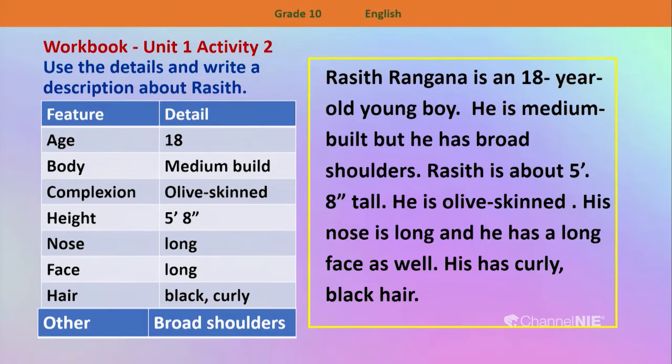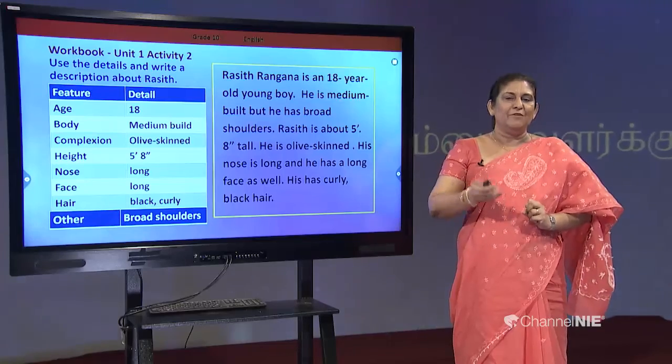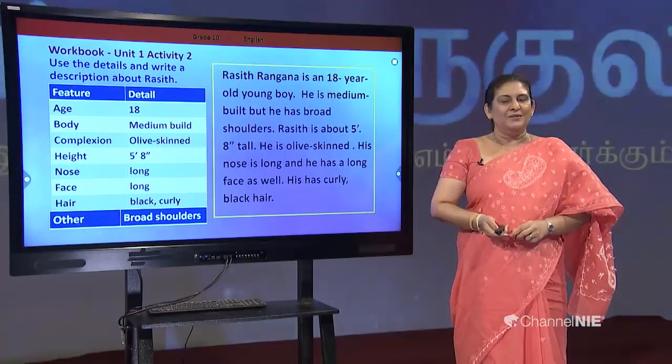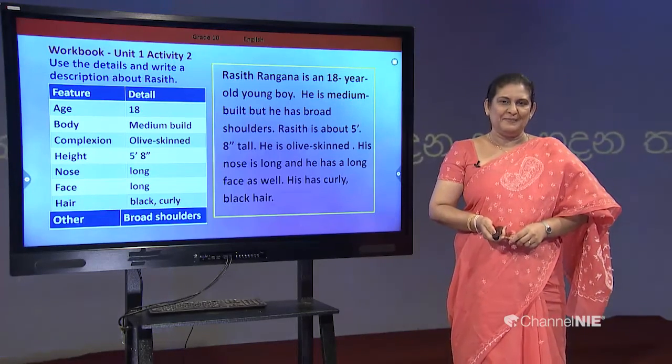Rasit Rangana is an 18-year-old young boy. He is medium built, but he has broad shoulders. Rasit is about 5 feet 8 inches tall. He is olive skinned. His nose is long and he has a long face as well. His hair is curly. He has curly black hair. There's a mistake, but you can correct it yourself, children. So get an idea about how to write. Now we have included all this information there. So you can do it in your workbook and get it corrected by your teachers.